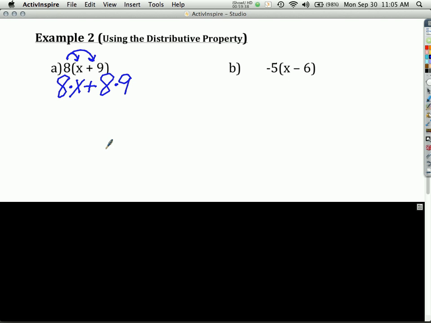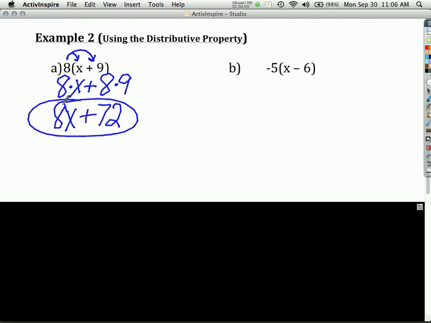Now simplify. What's 8 times x? How do we write that? Brianna? Put 8 and then we put the x right next to it. That was a fantastic explanation. Yeah, it's just 8x. And 8 times 9, you should be able to do mentally. What's 8 times 9, Yasmin? 72. And so the result of the distributive property is 8x plus 72.